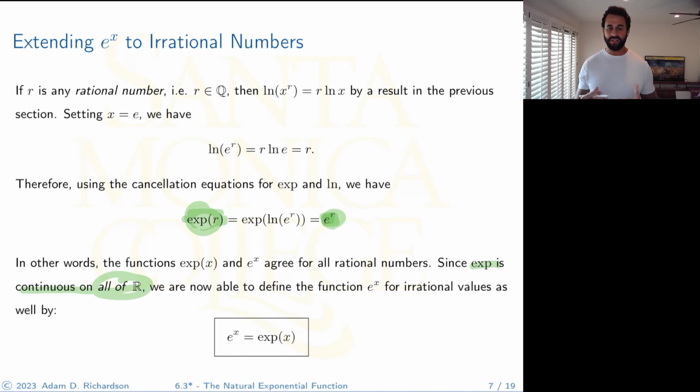So because the exponential function is continuous everywhere, we can now define the function e to the x as the exponential function on the irrationals as well. All right, so this is the elegant result that ties everything together. We started with the natural logarithmic function defined as that integral. Because of the properties of that integral and the fundamental theorem of calculus, we end up getting that you can define its inverse as well.